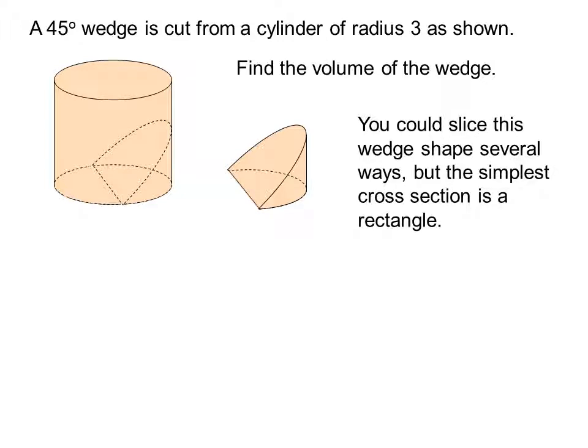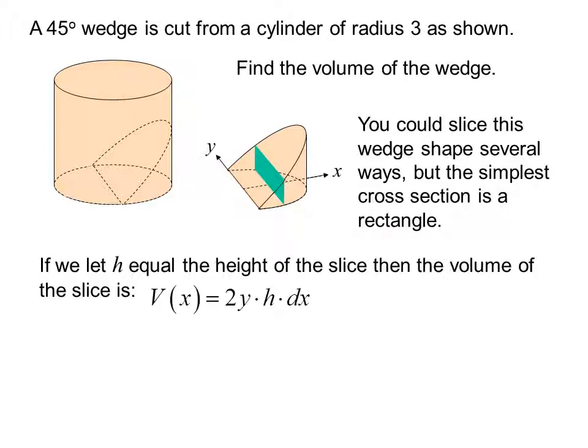You could slice this wedge shape several ways, but the simplest cross-section is a rectangle. Slice this way. Now we add our x and y coordinate system. If we let h equal the height of the slice, then the volume of the slice is v of x equals 2y times h dx.